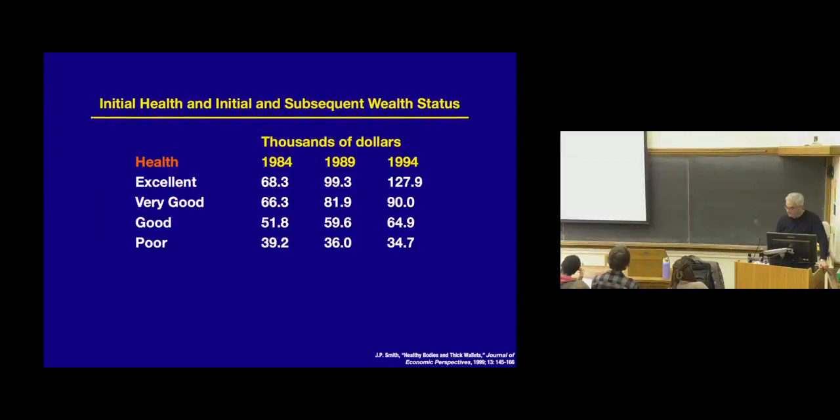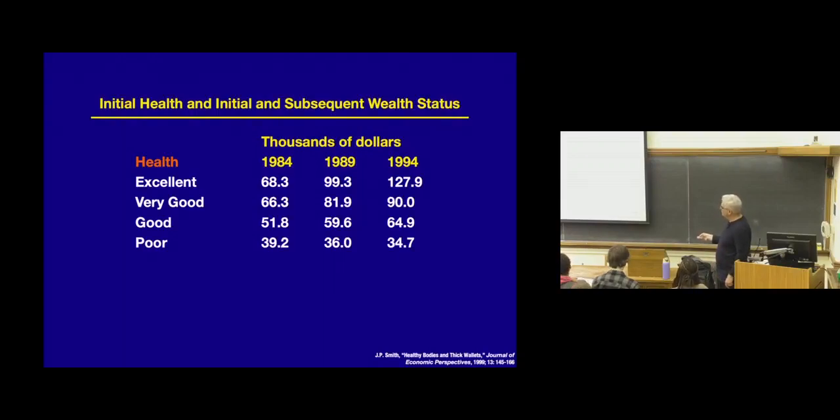And these data come from your readings, and we can look at initial health and initial and subsequent wealth status. So you look at people who at baseline are in these four categories of health, and you look at their wealth status. I guess this is their, what is it called? Someone's wealth, their net assets. I forgot the term I'm looking for right now.